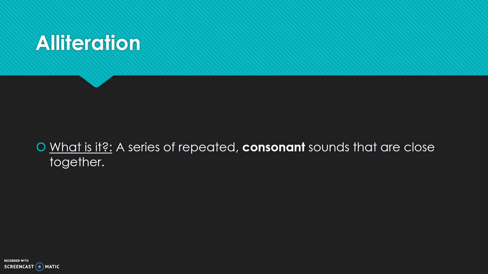So just a quick reminder, in the alphabet we have two types of letters. We have consonants and we have vowels. Vowels are A, E, I, O, and U, and consonants are all the other ones. So again, alliteration is the repetition of consonant sounds. So let's have a look at a few examples.